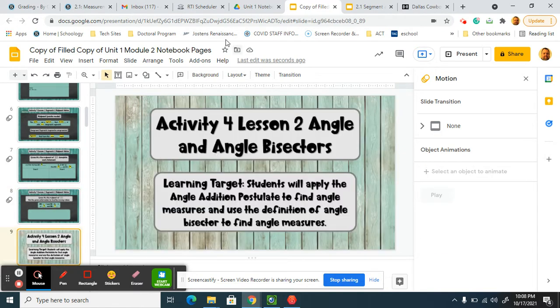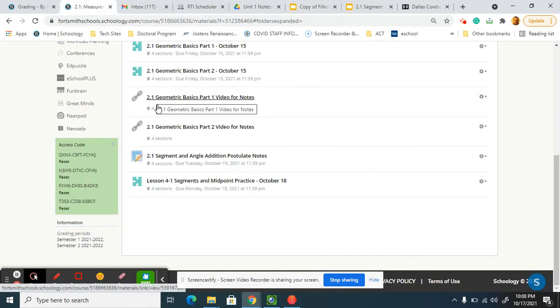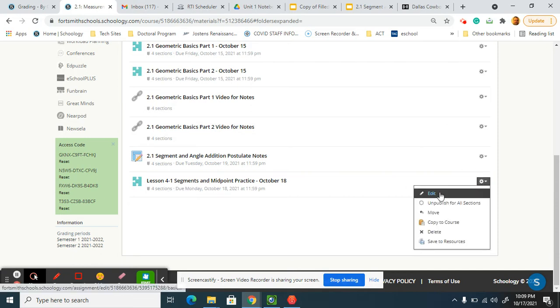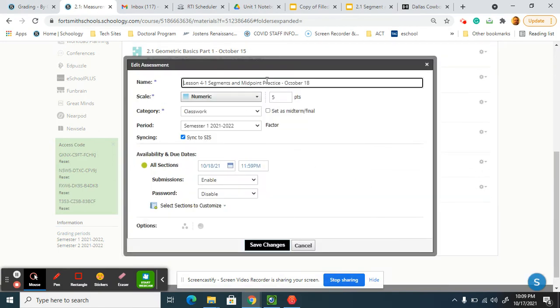Okay. So that's it for today's notes. And you have an assignment, lesson 4-1 segments. Now I'll probably actually call this 2.1 part A in your own thing. In fact, I'll go ahead and change it now because it's a little bit different. So let's go with 2.1. And we'll call this part A, segments and midpoint practice.